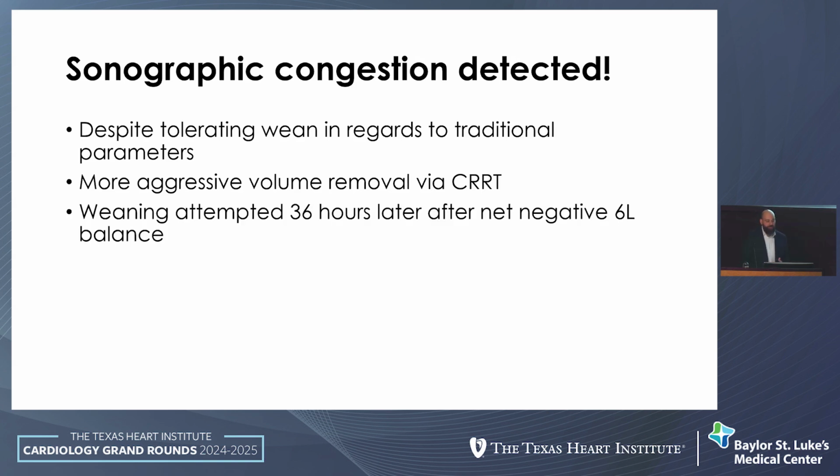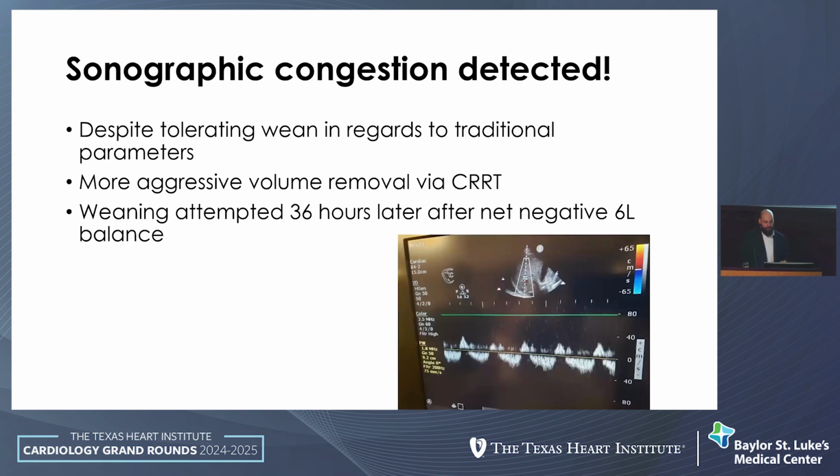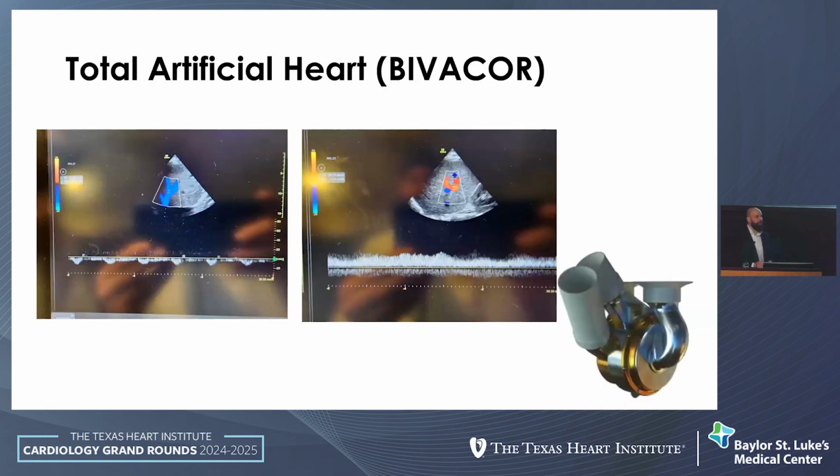Then 36 hours later, after we removed significant volume, I did another wean. And what do you see here? On flows of about 0.5 liter, you can now see that antegrade flow. And this is with the cannula flowing at only 1.5 liters per minute. And this patient did well. All right, let's up it a little bit.